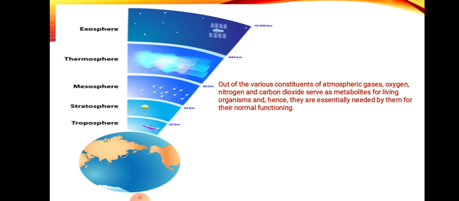Next we discuss the different phases, that is troposphere, stratosphere, mesosphere, thermosphere and exosphere. Up to the mesosphere, the stratosphere and troposphere all contain different kinds of atmospheric gases, for example oxygen, nitrogen and carbon dioxide. These all act as metabolites for living organisms and hence are essentially needed by them for their normal functioning. The troposphere is the lowest region of the atmosphere.